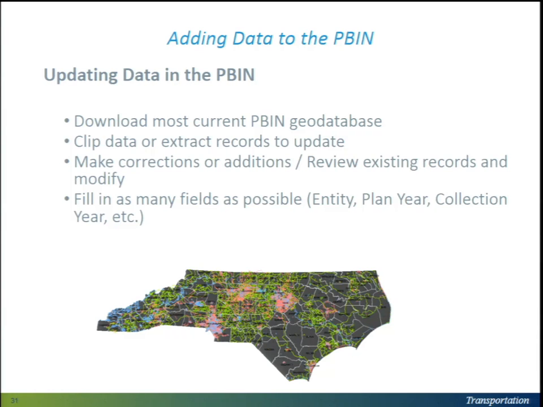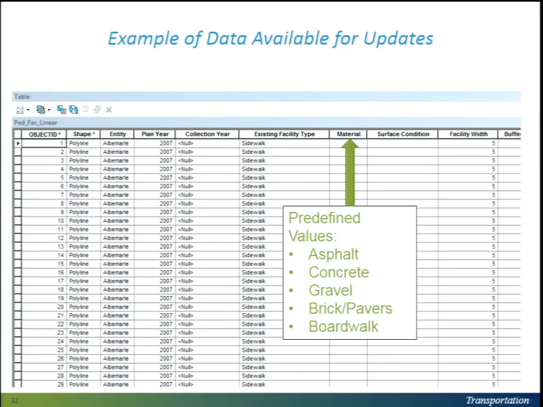And if you already have data in the geodatabase and want to update it, you can easily download the full geodatabase, extract what you need out of that, make any corrections, and again fill in as much data as you can. As an example, this is Albemarle's PED plan, and they had sidewalk information. If they wanted to go back and populate the materials, say all of our sidewalks are gravel, they can go back and easily do that.